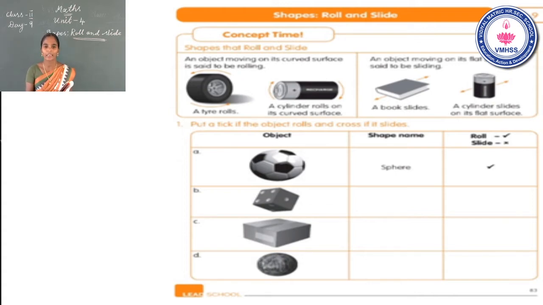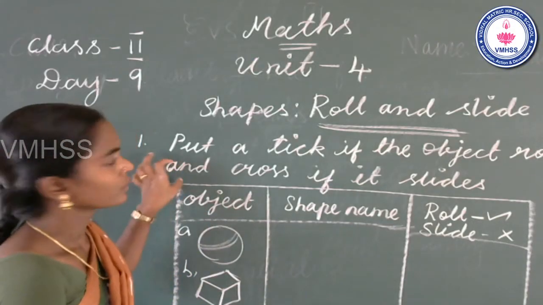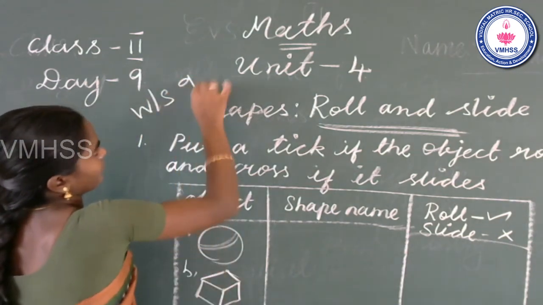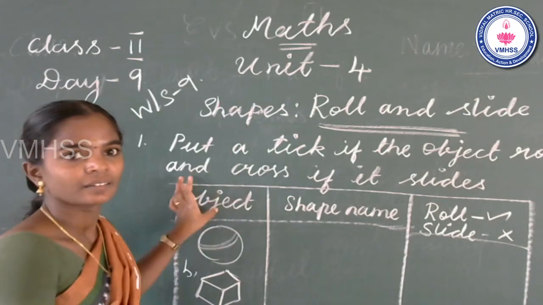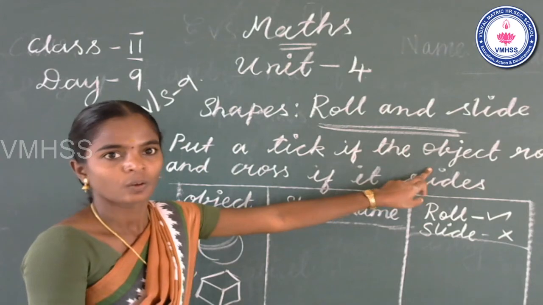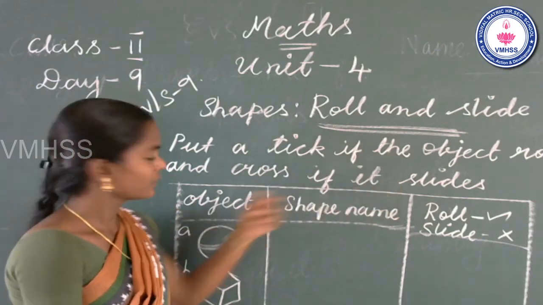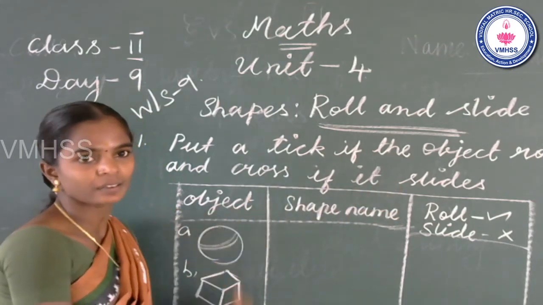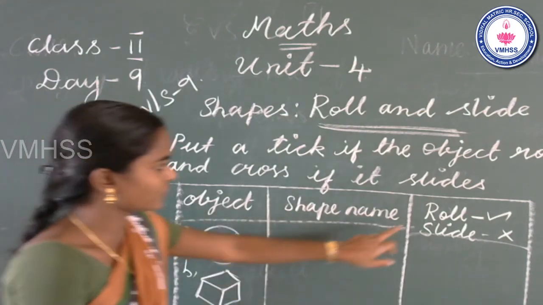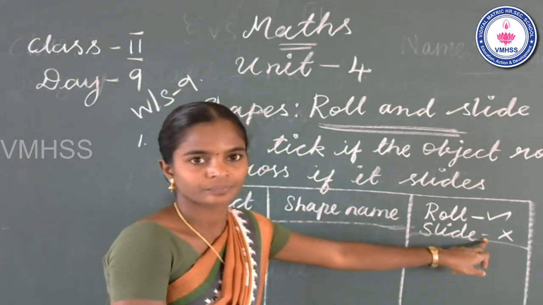Children, look at the board all of you. Students listen. Look at the worksheet. Worksheet number 9. Children listen. So put a tick if the object rolls and cross if it slides. Children, first column objects are given. Second column we will write the shape name. Next roll. So roll, tick, slide, cross.